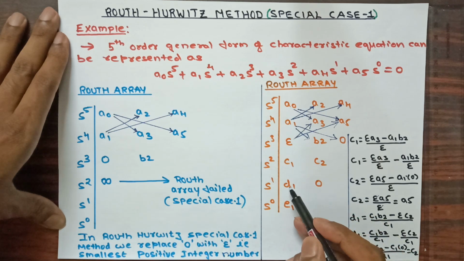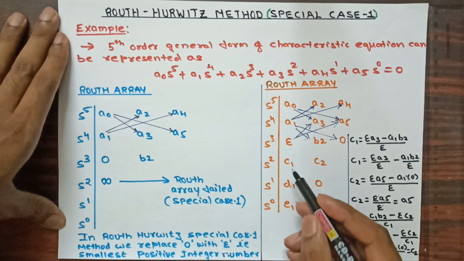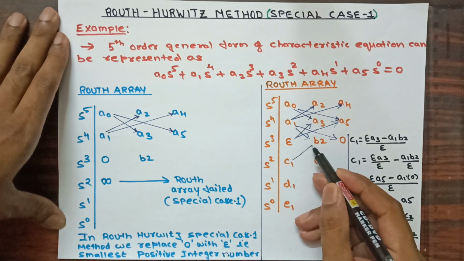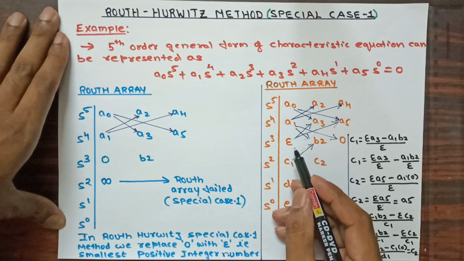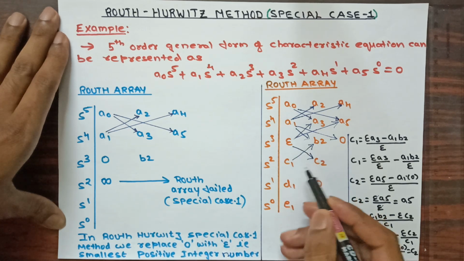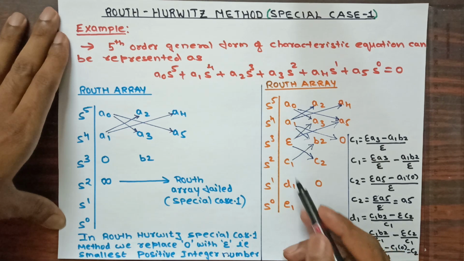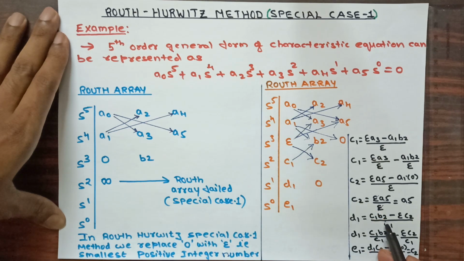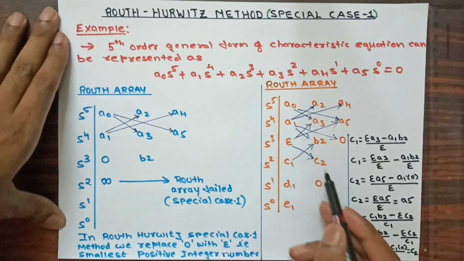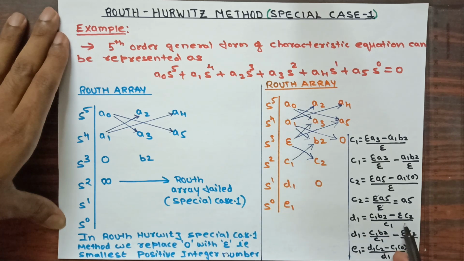Now to get d1, that is the fifth row first value, I am going to multiply the c1 value with b2, c1 into b2 minus epsilon into c2. You can see that to get the d1 value, c1 multiplied with b2 minus epsilon multiplied with c2, whole divided by c1, and this value can be written as c1 b2 by c1 minus epsilon c2 by c1. Now this whole value I have equated to d1, and here I have represented that d1 value.